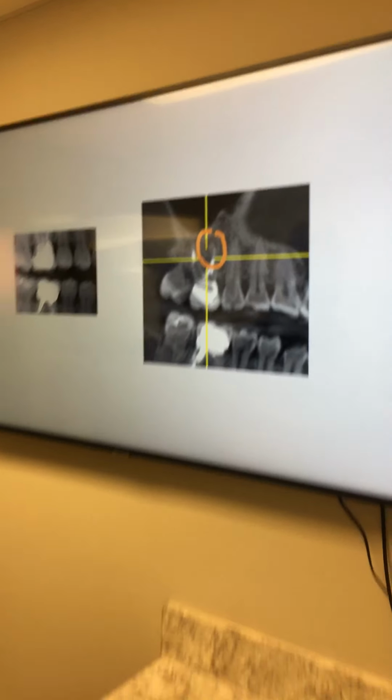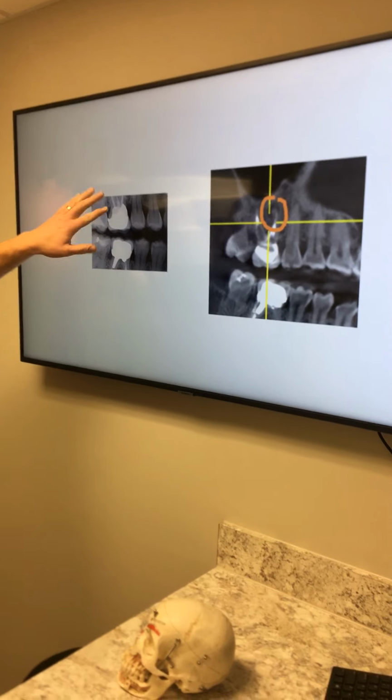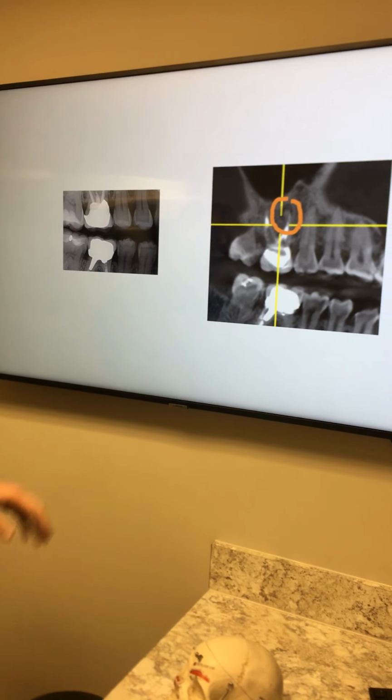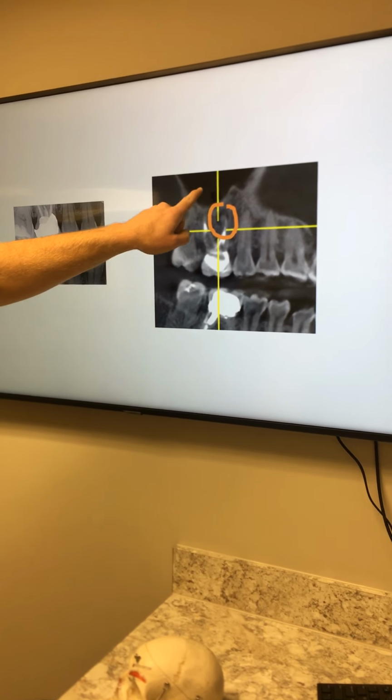Next patient. We had something similar. Again, margins look just amazing on this crown. Nothing looks bad at all. Had a root canal done on it. Not feeling it whatsoever. Abscess. Again, right near the sinus there.